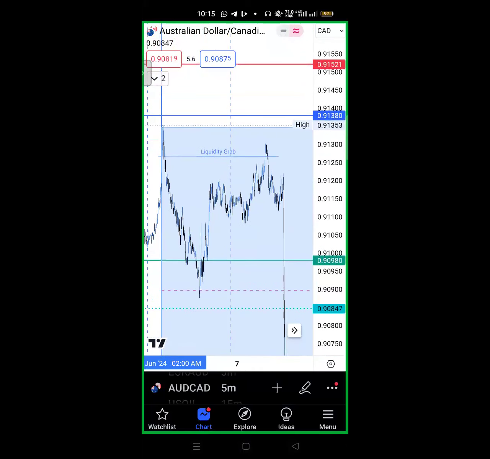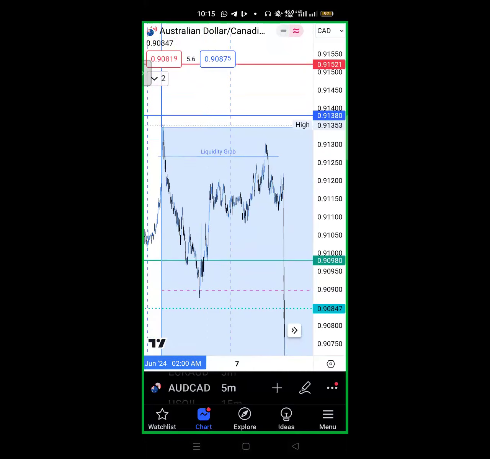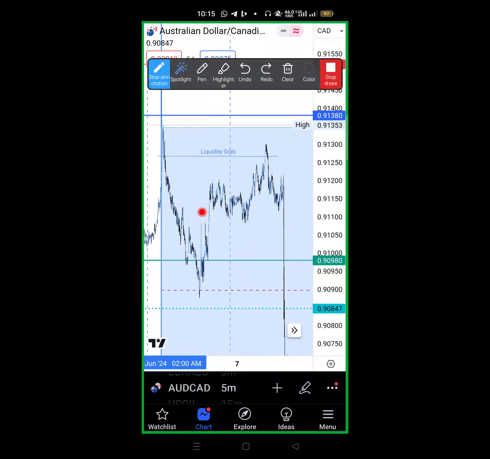You've moved to 5 minutes. What are you looking for? The first thing you're looking for is you want to see this. You know that this has been making higher highs and higher lows, an uptrend, right? But you are looking for a sell. Now this is a liquidity grab area.